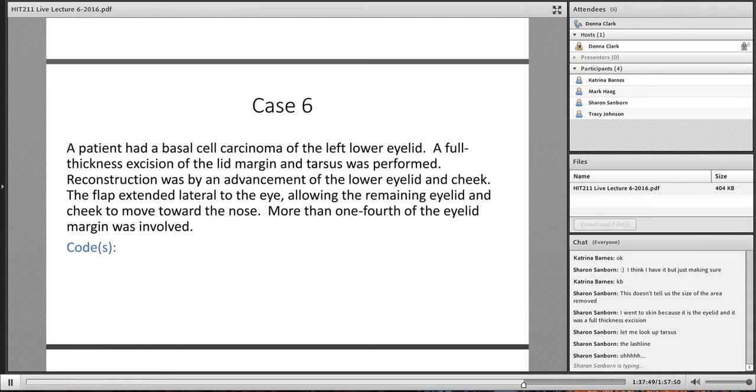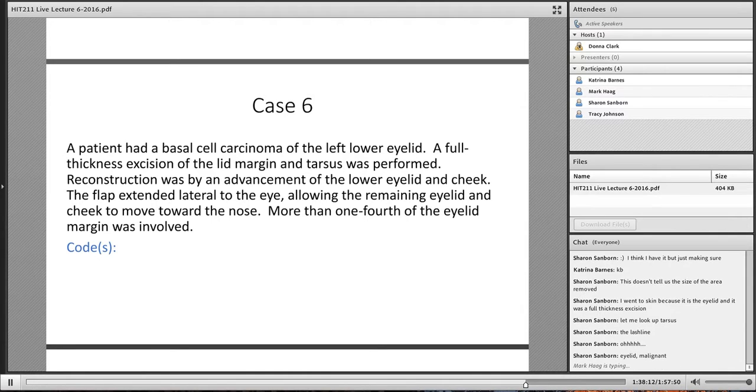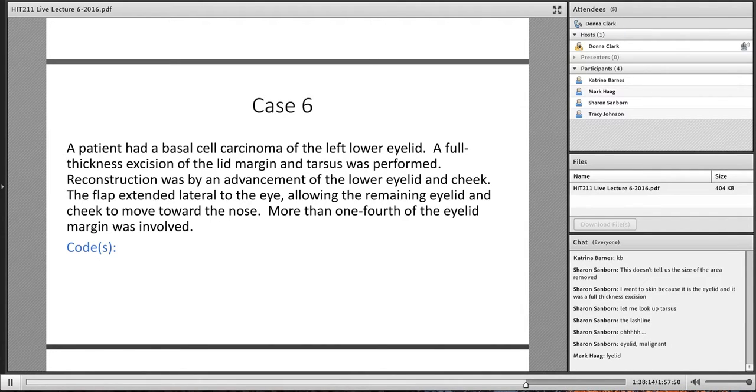So they had cancer on the eyelid, left lower eyelid. Excision was performed on the lid margin and the tarsus. Then they had some reconstruction. So what do you think will be our key term to look up in our index? All right, you can go. Let's look up eyelid, see what you come up with. We can try that.